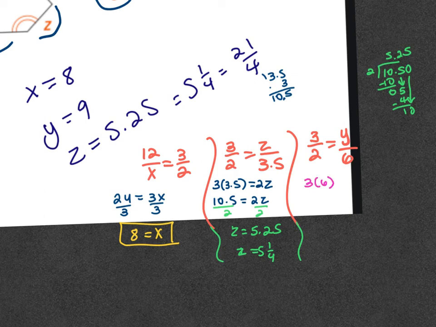And then the last one, 3 times 6 would equal 2 times y. 18 equals 2 times y. Divide by 2, and y is 9.